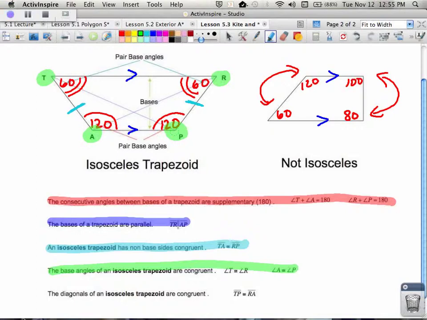The other last neat thing about isosceles trapezoids is that the diagonals are congruent. So diagonal TP and diagonal RA are congruent to each other. So lots of interesting things happening inside of an isosceles trapezoid. If it's not isosceles, then the most important thing is that we have two sides that are parallel, and the angles which separate the bases are supplementary.